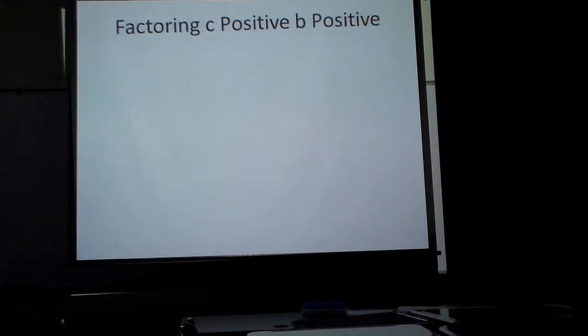Okay, now to factor when both terms are positive. The c is positive and the b is positive, by that meaning b is the middle term and c is the last term. So here's the problem: x squared plus 19x plus 48.